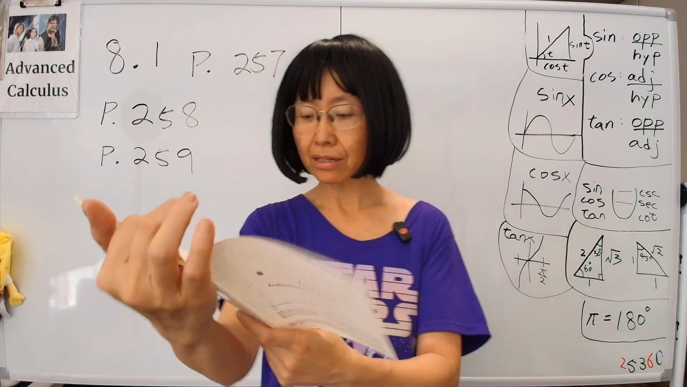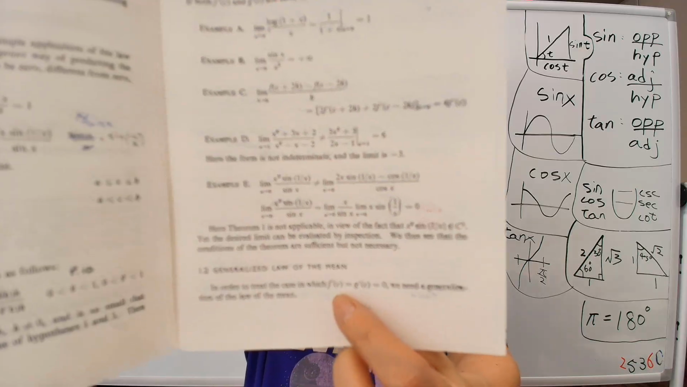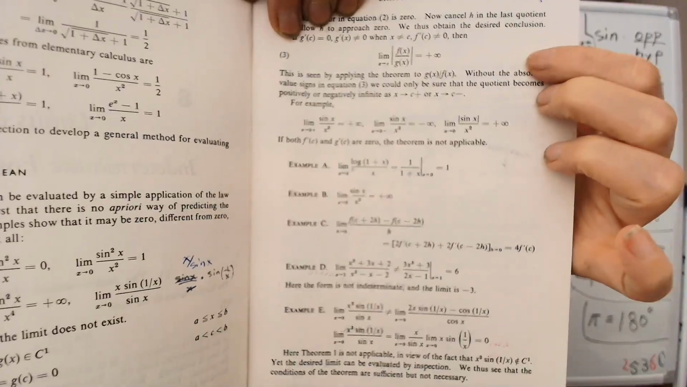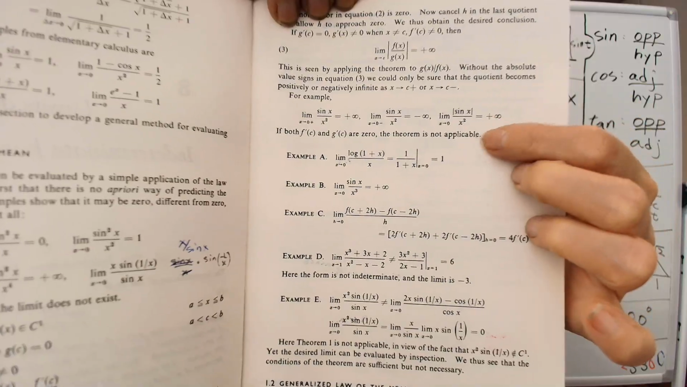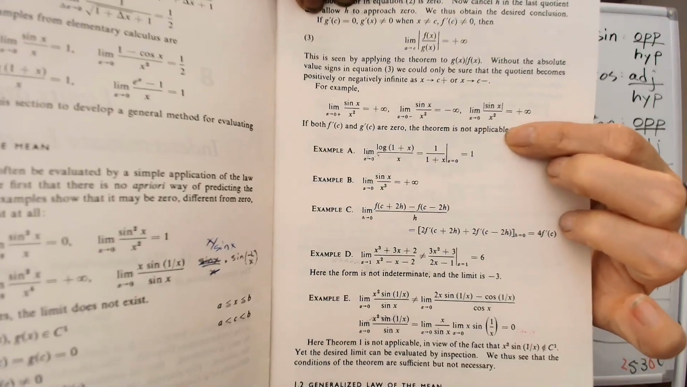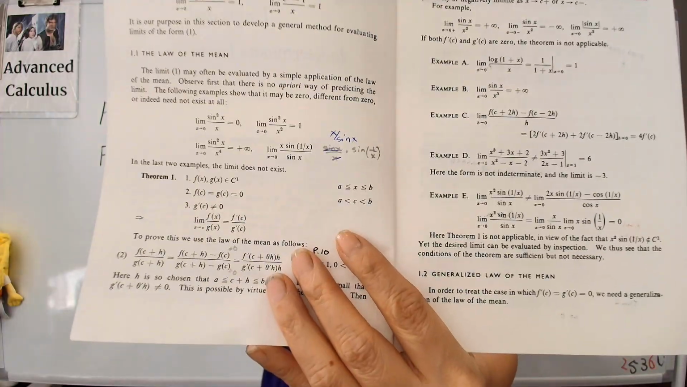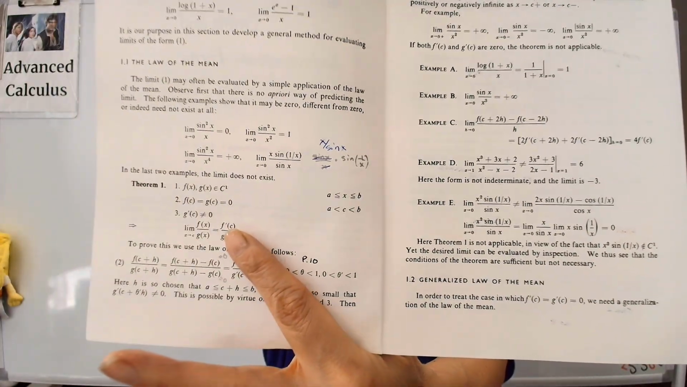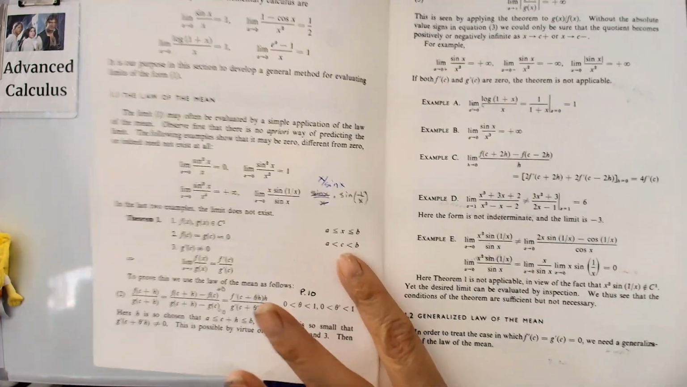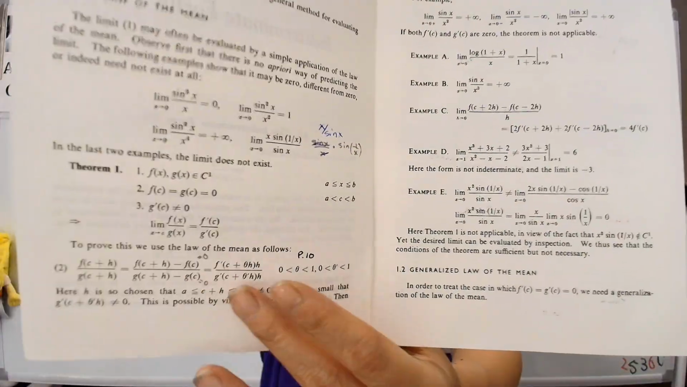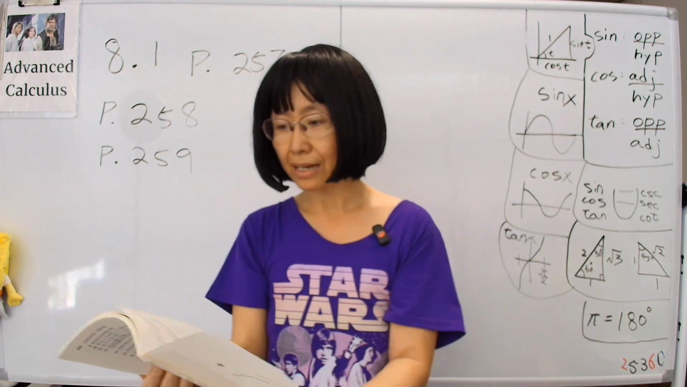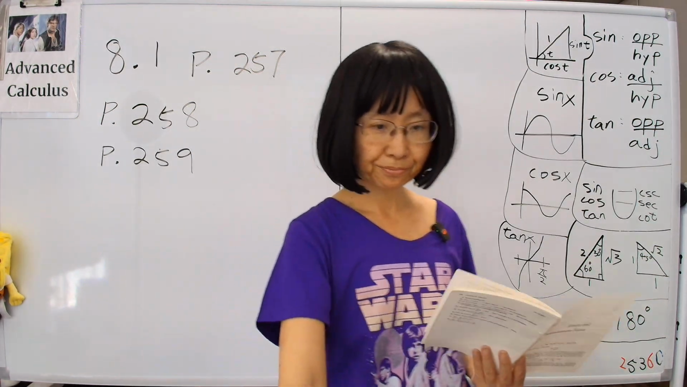So next, we are going to consider the case where f prime of c and g prime of c are both 0. Now, earlier we have mentioned right here that if f prime of c and g prime of c are both 0, then theorem 1, the one we just proved, is not applicable because it requires g prime of c to not be 0. So to prove that, let's go to the next page.